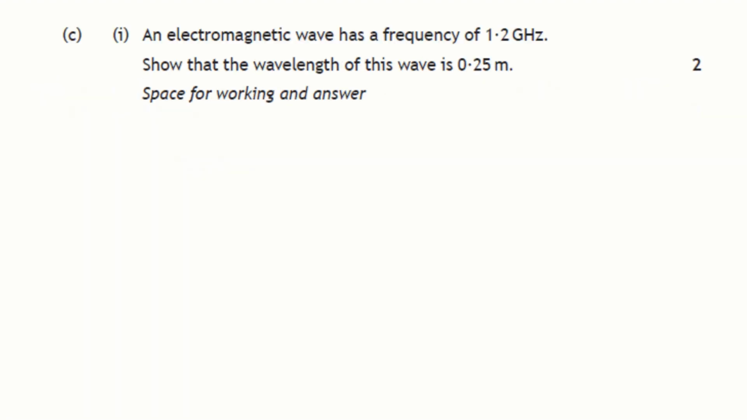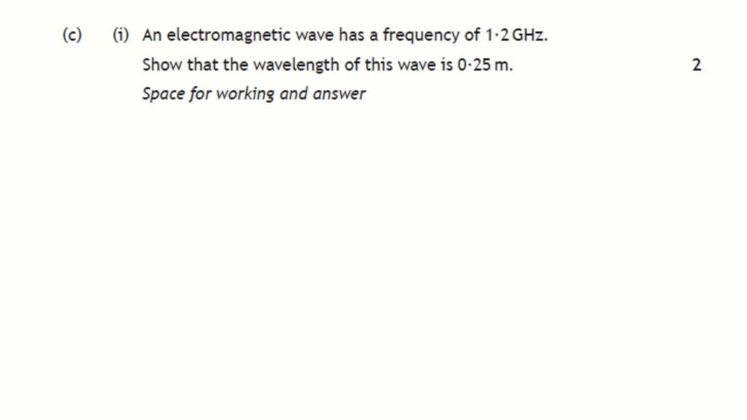The next question requires you to do a little calculation. An electromagnetic wave has a frequency of 1.2 GHz, that's 1.2 times 10 to the 9 Hz. Show that the wavelength of this wave is 0.25 meters. Pause the video and see if you can do this calculation.